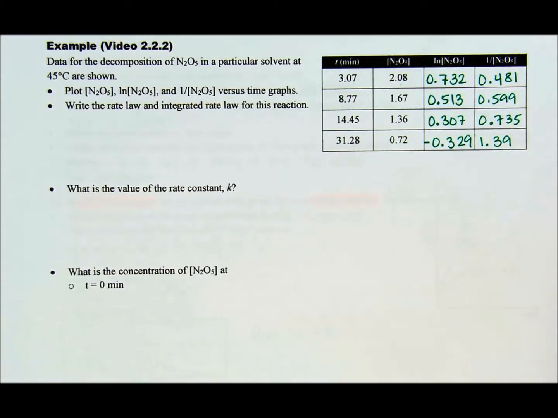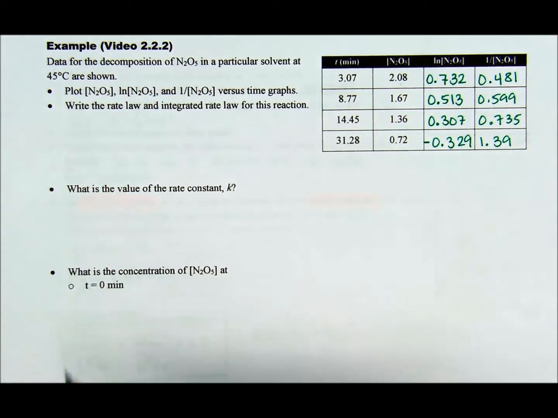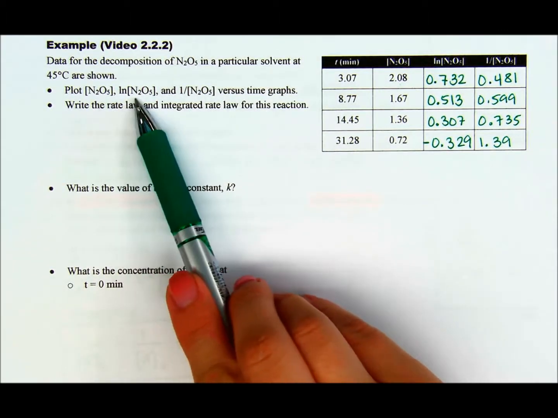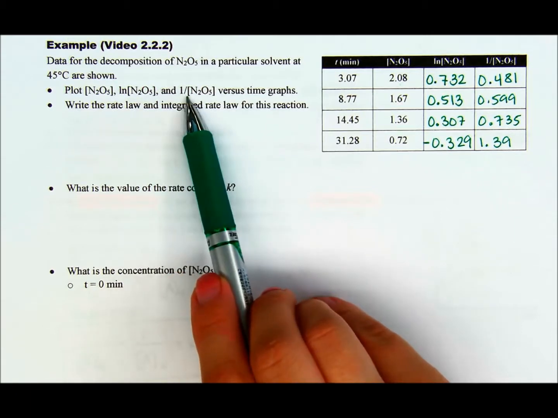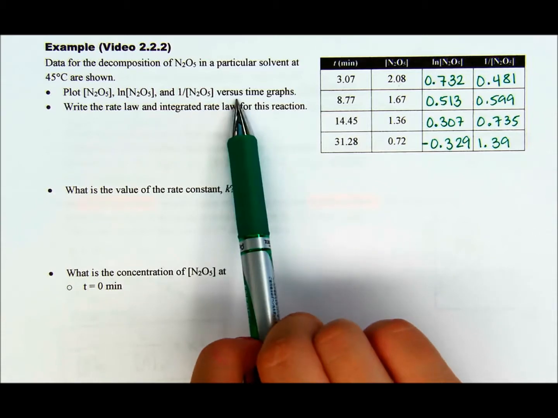So these are all of the numbers that I came up with when I plugged them into my calculator, so double check that you have all of your answers there. Okay, the next step is to use these calculated numbers to plot 3 graphs. We're going to plot just the pure concentration of N2O5, the natural log of N2O5, and the 1 over, so the inverse of N2O5, all versus time.